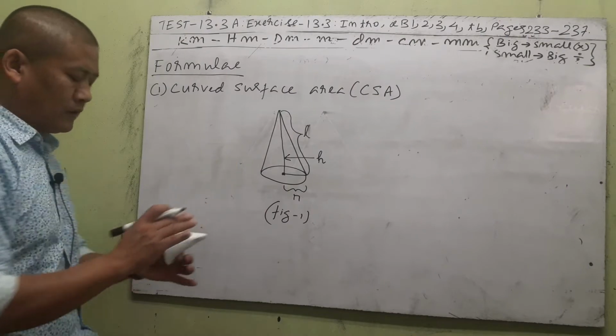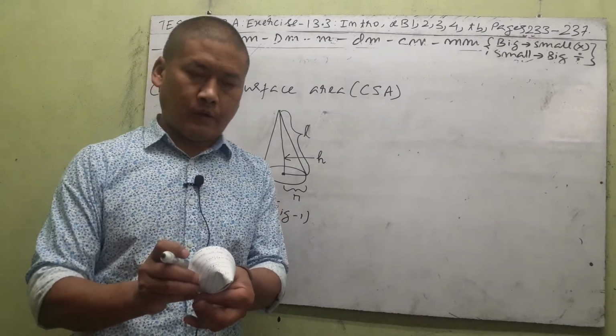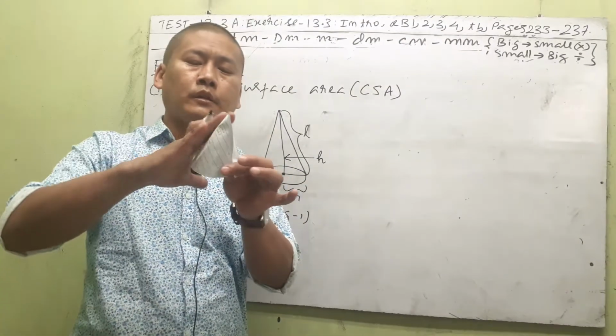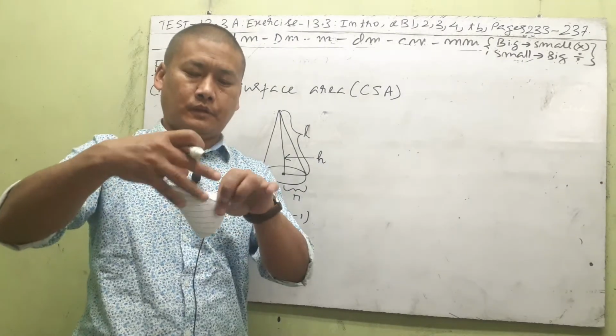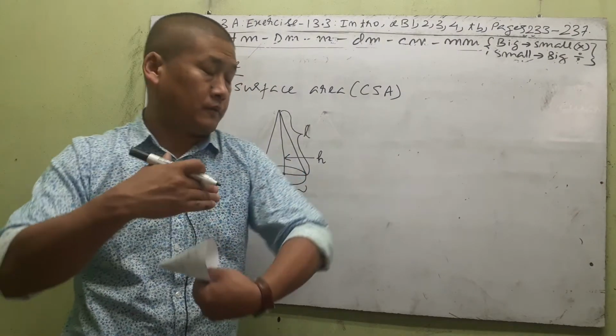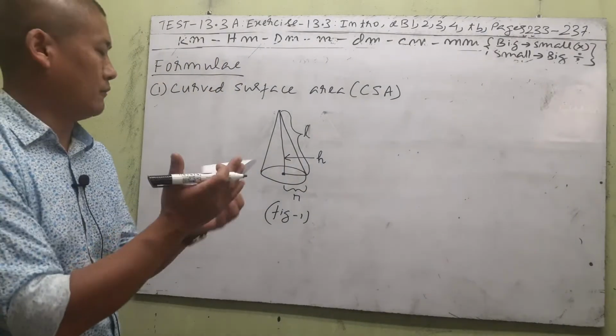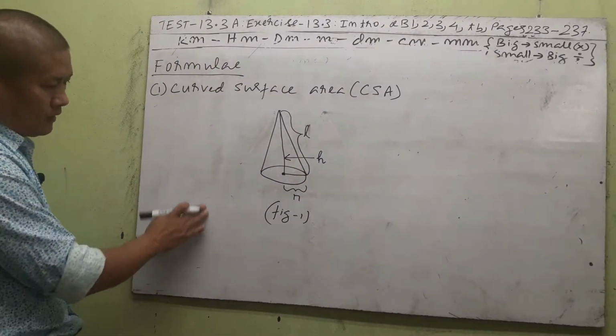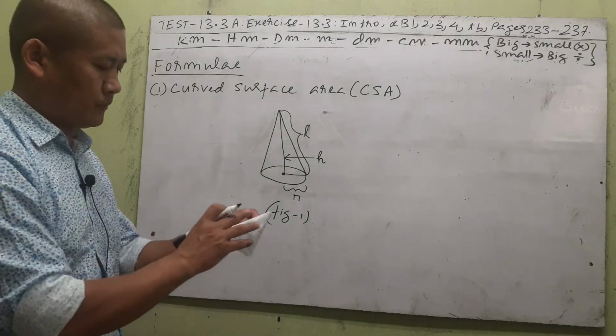So we have to find the curved surface area. Right here this is a real cone. This portion is the curved surface area. This portion is flat, circular flat, so that's not curved surface. So curved surface means this one we have to find out. I'm going to derive the formula. So let us cut it open.